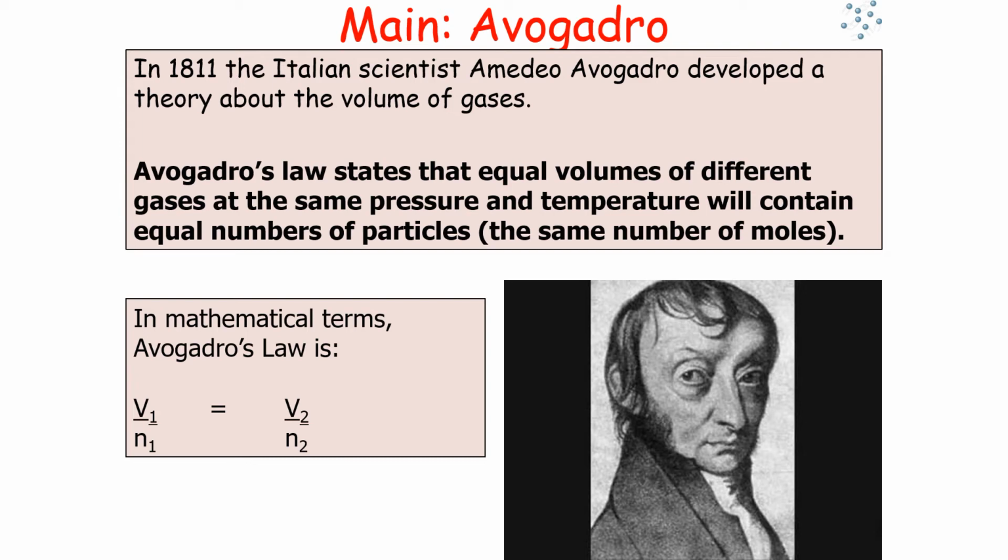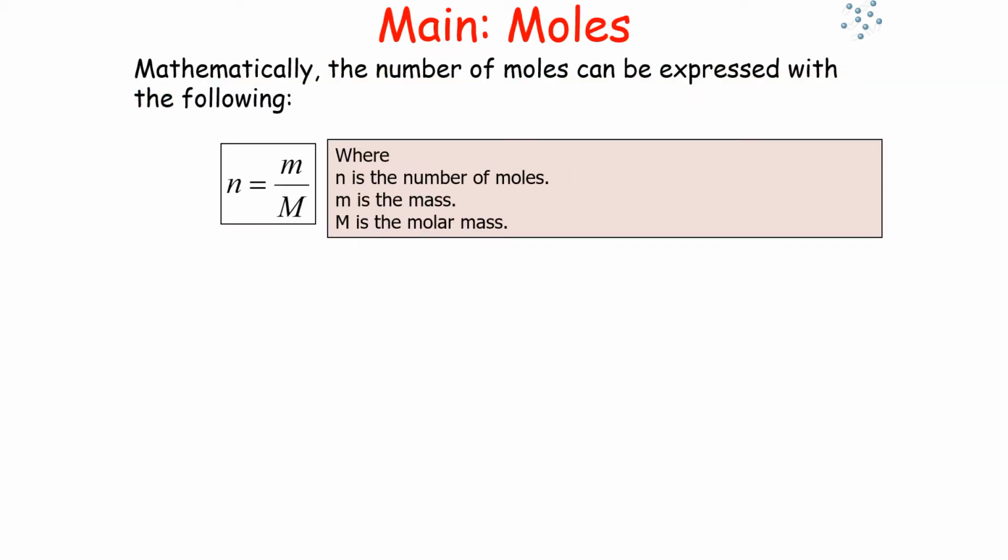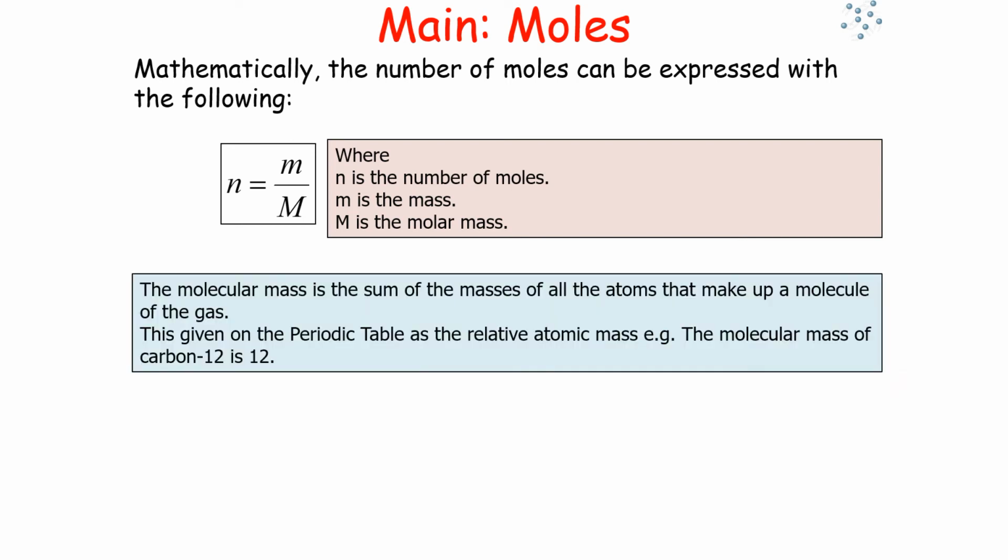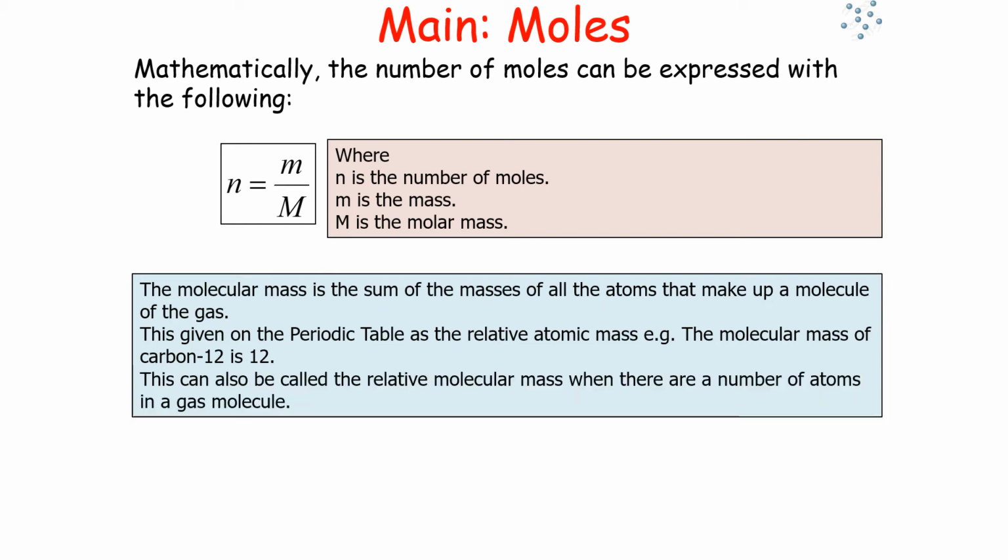We can also express the number of moles in a substance mathematically. The number of moles in a substance is equal to the mass of the substance divided by its molar mass. Now, the molecular mass is the sum of the masses of all the atoms that make up a molecule of the gas. This is given on the periodic table as the relative atomic mass, e.g. the molecular mass of carbon-12 is 12. This can also be called the relative molecular mass when there are a number of atoms in the gas molecule.